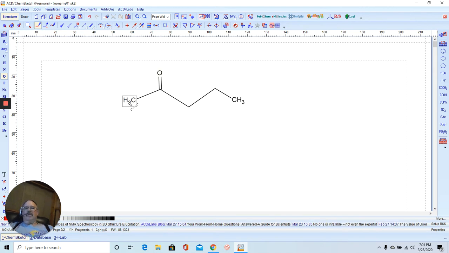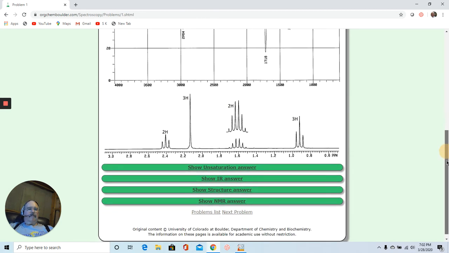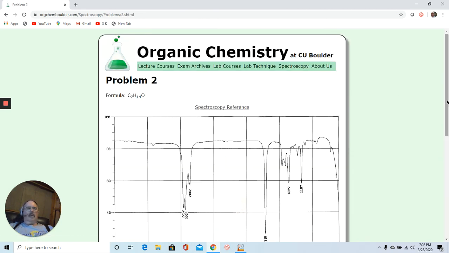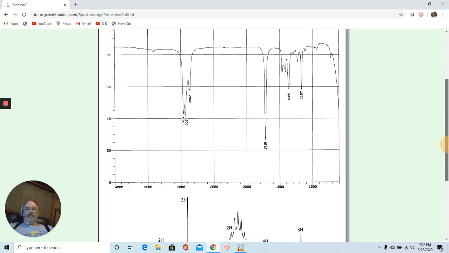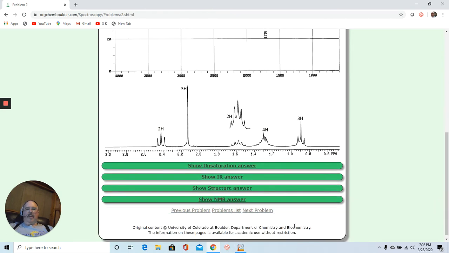Okay, CH3 next to the carbonyl, CH2 on the other side of the carbonyl. It's a triplet because there's two neighboring hydrogens. This is a multiplet because it's split by these two and these three. This is a triplet because it's split by these two. Okay, this is another ketone. That's 2-heptanone. I won't go through that.